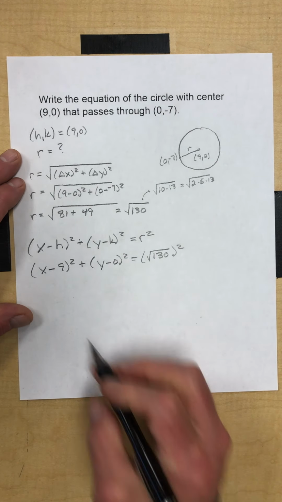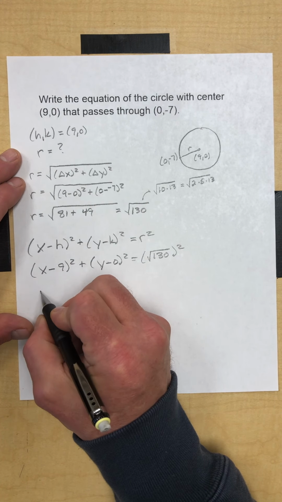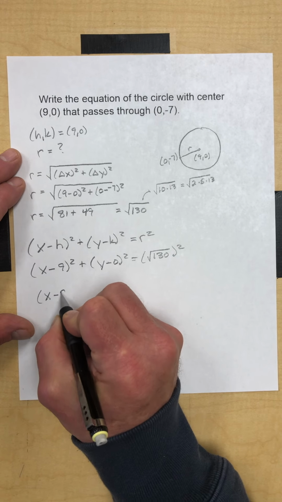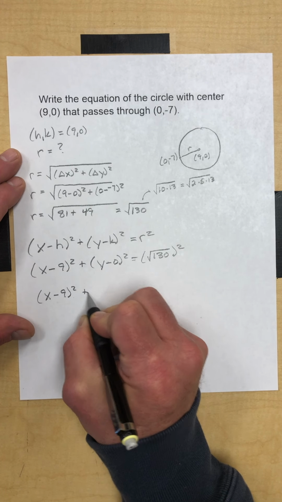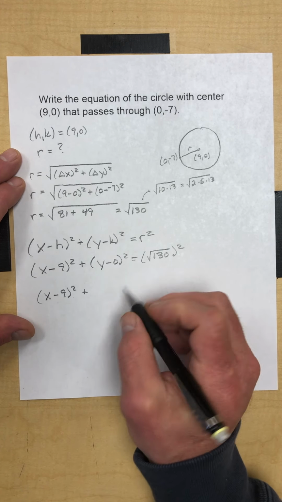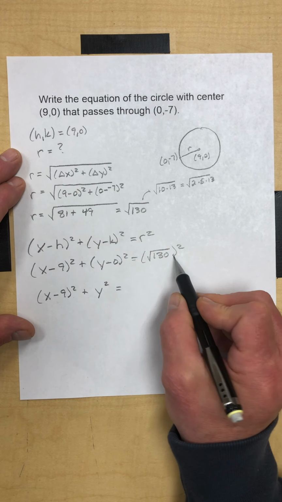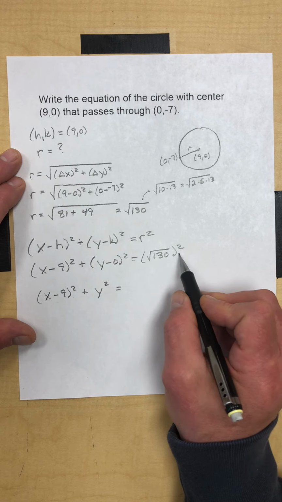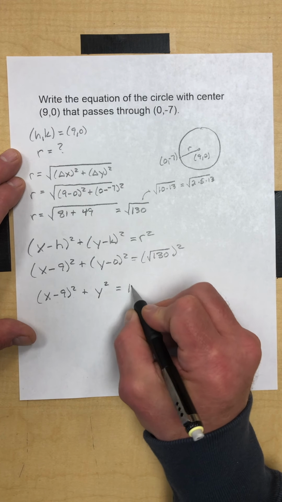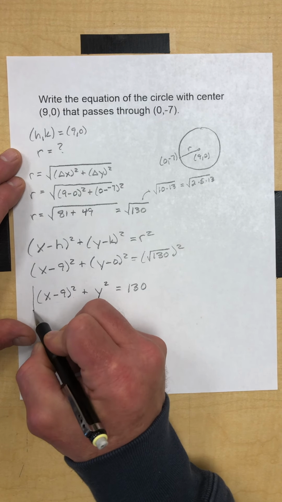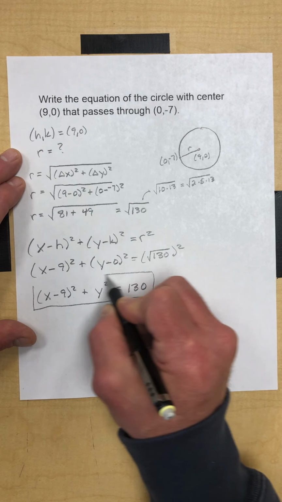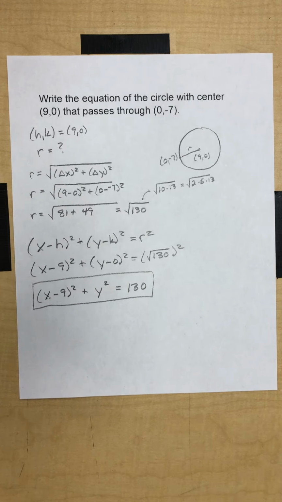Okay, so let's see, (x minus 9) squared, I can't really do anything with that, so we just leave it as (x minus 9) squared. Right here, (y minus 0) squared is the same as y squared, so we can drop the minus 0. And when you square radical 130, I just get 130. Okay, and there we go. There's your equation in standard form.